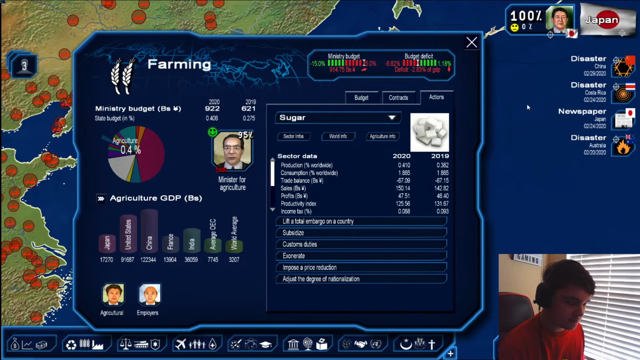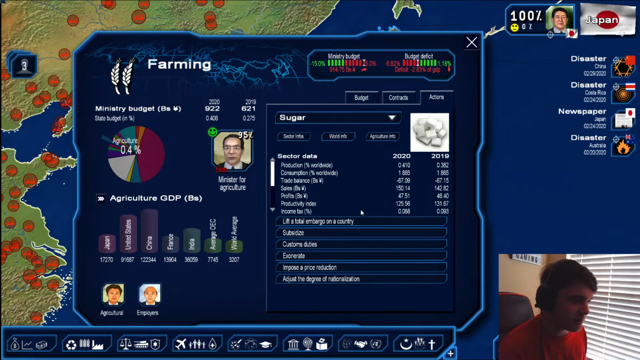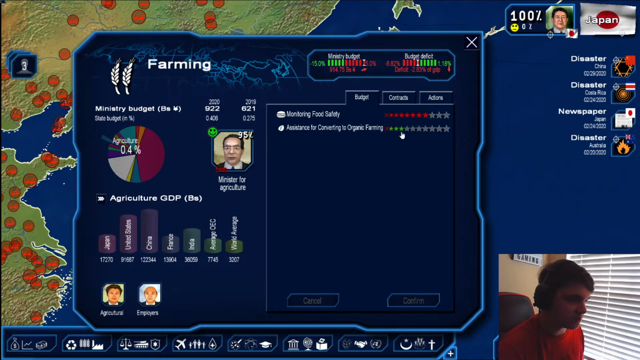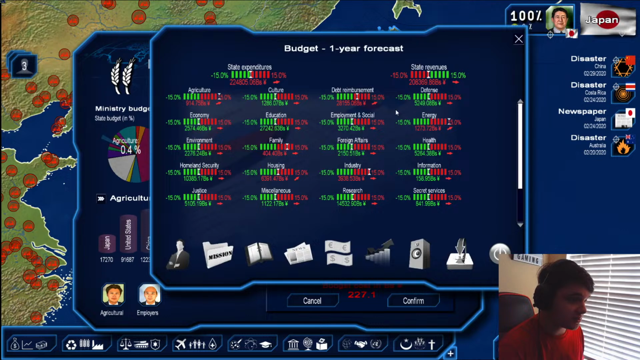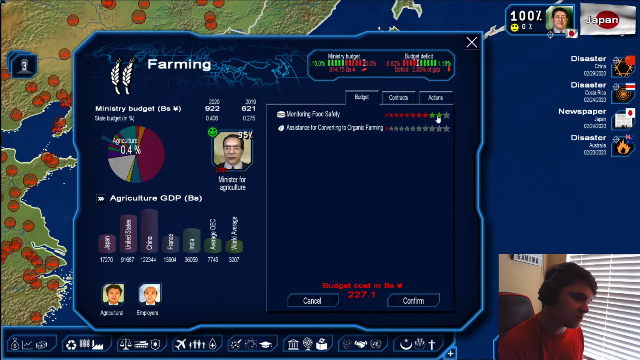Let me try something real quick. Sugar, spice, and everything nice. Only making about $400 million off of sugar. Let's do food safety. Is that $22 billion that we're spending? 2 trillion. We really need to start doing something about getting some revenue. So it's gonna be $10 billion that we're gonna spend there.